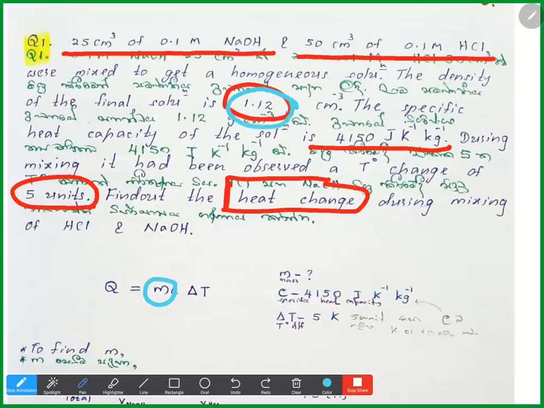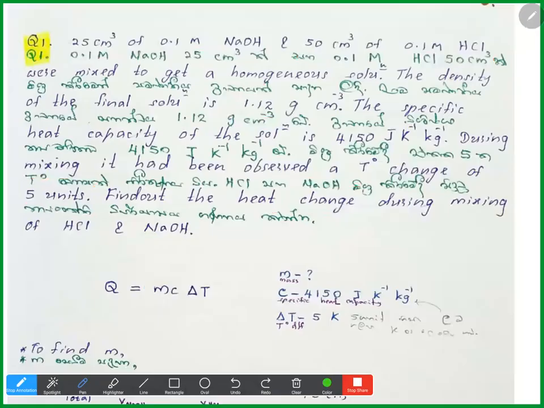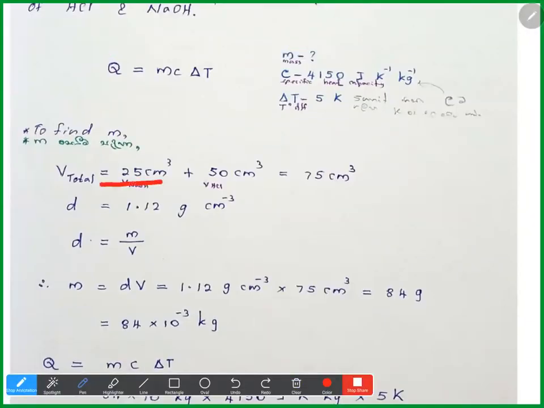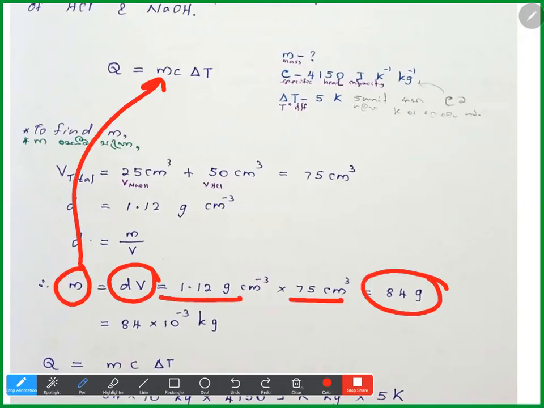And also, how much is this volume then? Total volume becomes sodium hydroxide 25 cubic centimeter and HCl 50 cubic centimeter. So that total volume is 25 plus 50, that is 75 cubic centimeter. Density is given, density equals mass divided by volume. To get mass, we need to substitute here. Mass equals dV, that gives 84 grams.